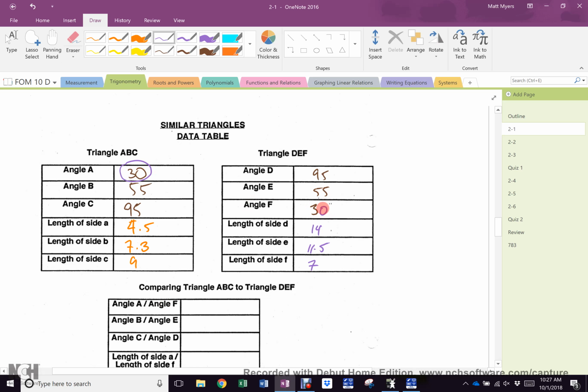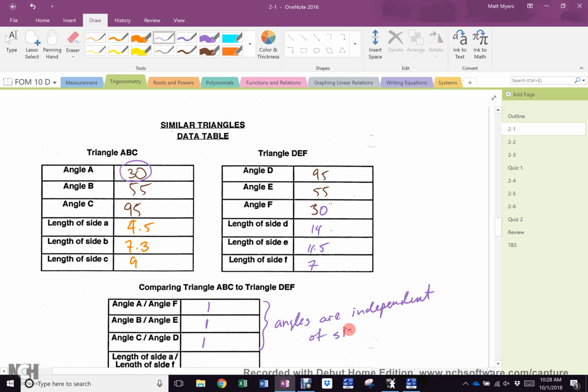So, 30... Sorry, that's supposed to be 30. 30 divided by 30 is 1, yes? 55 divided by 55 is 1. 95 divided by 95 is 1. When I compare all those angles, they are the exact same, aren't they? Did the size of the triangle affect the size of the angles? No. That is the key point. Angles are independent of side length.